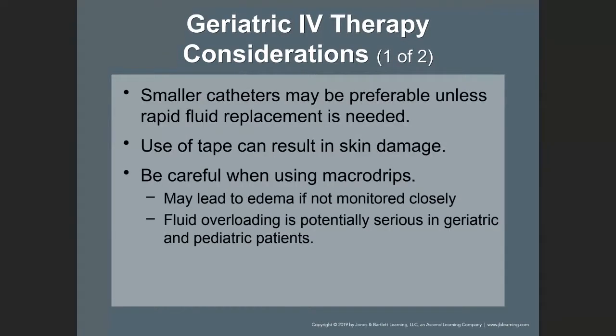Geriatric IV therapy considerations. Smaller catheters may be preferable unless rapid fluid replacement is needed. Use of tape can result in skin damage. Be careful when using macro drips. May lead to edema if not monitored closely. Fluid overloading is potentially serious in geriatric and pediatric patients. So you have to monitor your access, monitor the patient, and monitor lung sounds for these patients.